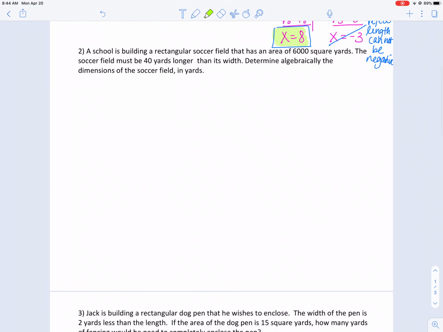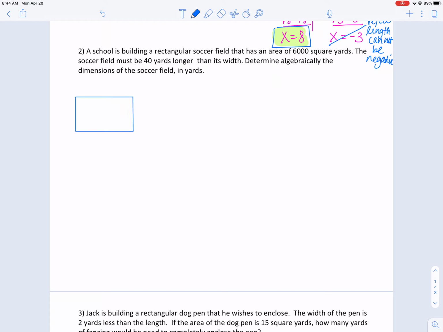Let's look at the soccer field. So this says a school is building a rectangular soccer field that has an area of 6,000. So we're talking big numbers here. 6,000 square yards. So I'm going to draw my soccer field.